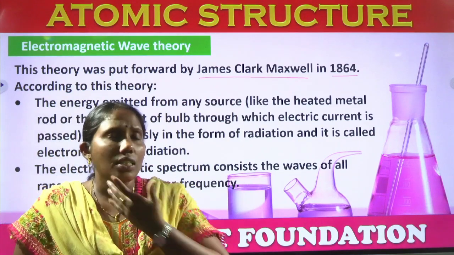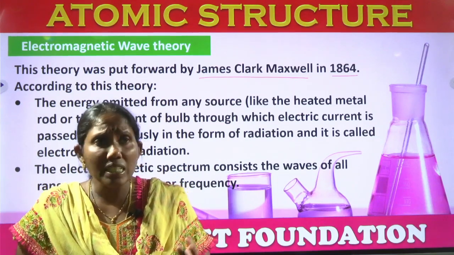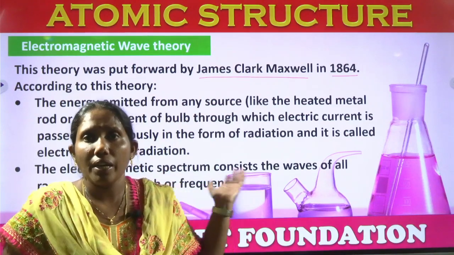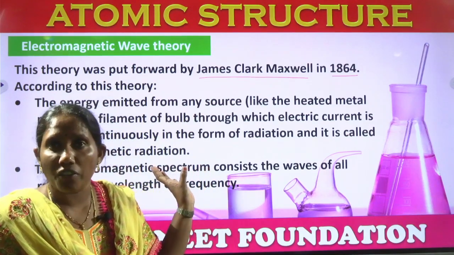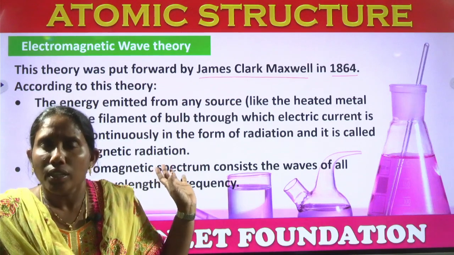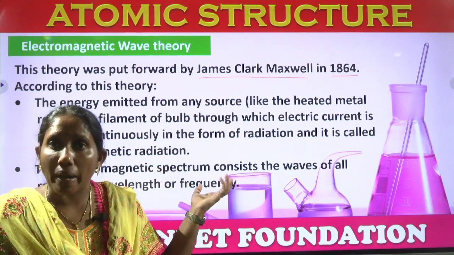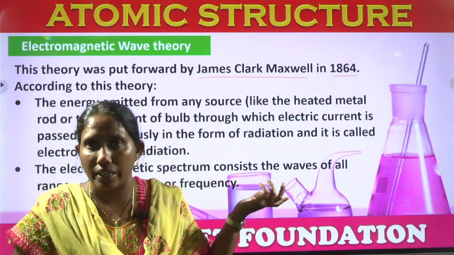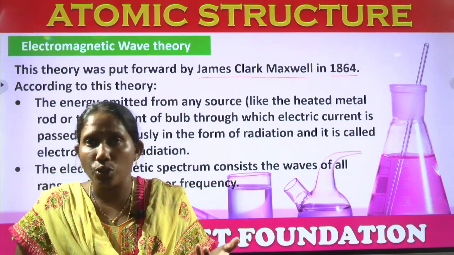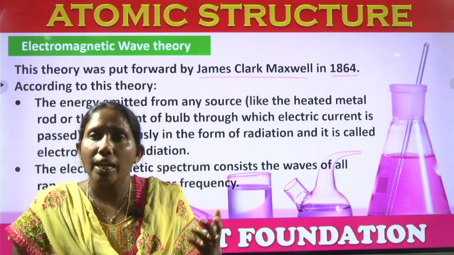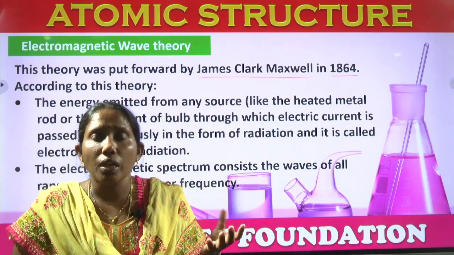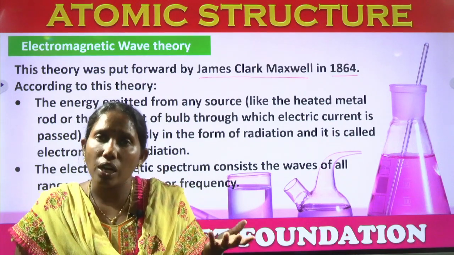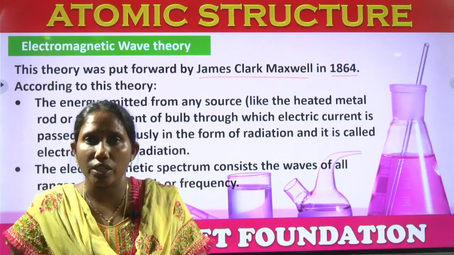So what are these EMR? In our regular life we are able to observe some types of rays. Suppose X-rays: we use X-rays for medical purposes. X-rays are also electromagnetic radiation. We use a microwave oven for cooking, and that microwave oven produces microwaves. Those microwaves are also electromagnetic radiations only.